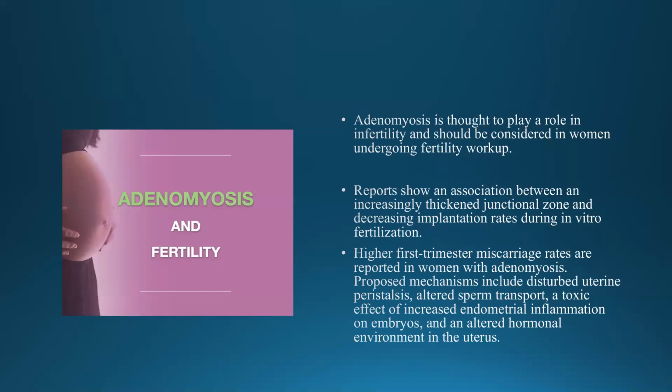There are proposed mechanisms of that, such as disturbed uterine peristalsis, as I mentioned, the altered sperm transport, a toxic effect of increased endometrial inflammation on the embryos, and altered hormonal environment in the uterus. The endometrial receptivity, the endometrium as an environment for the fetus, is not quite healthy in cases of adenomyosis. That's why even if the woman is suffering infertility, even when they got pregnant, they still have problems with these pregnancies.